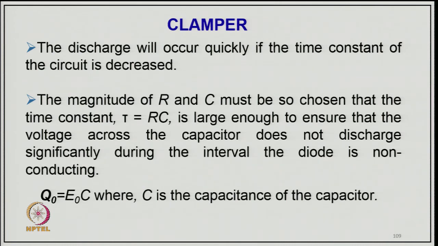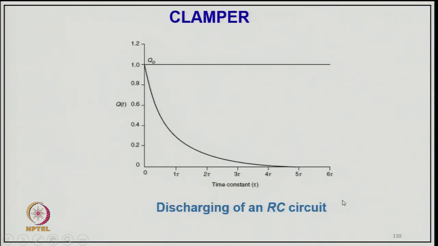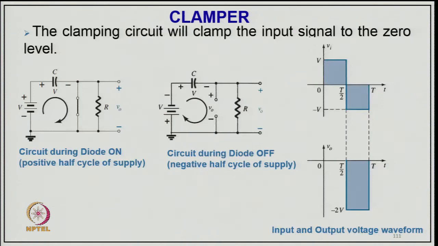T equals RC is large enough to ensure that the voltage across the capacitor does not discharge significantly during the interval the diode is conducting, and q0 equals E into C, where C is the capacitance of the capacitor. And you can see the discharging of this RC circuit from the charged capacitor: up to 5 time constants, it will be completely discharged to almost 0 value.